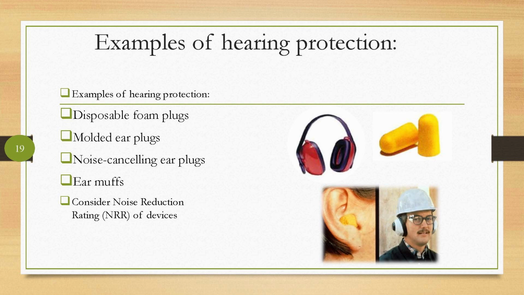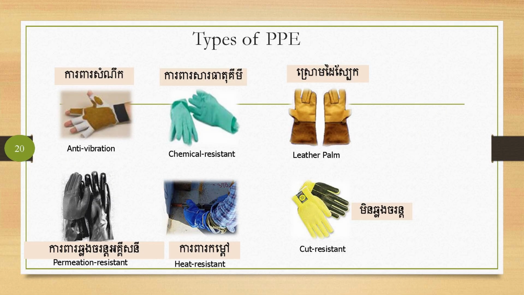19. Examples of hearing protection. Disposable foam plugs, molded ear plugs, noise-canceling ear plugs, earmuffs. Consider the noise reduction rating, NRR, of devices. 20. Types of PPE and picture presentation. Anti-vibration gloves, chemical-resistant gloves, leather palm gloves, permeation-resistant gloves, heat-resistant gloves, cut-resistant gloves.